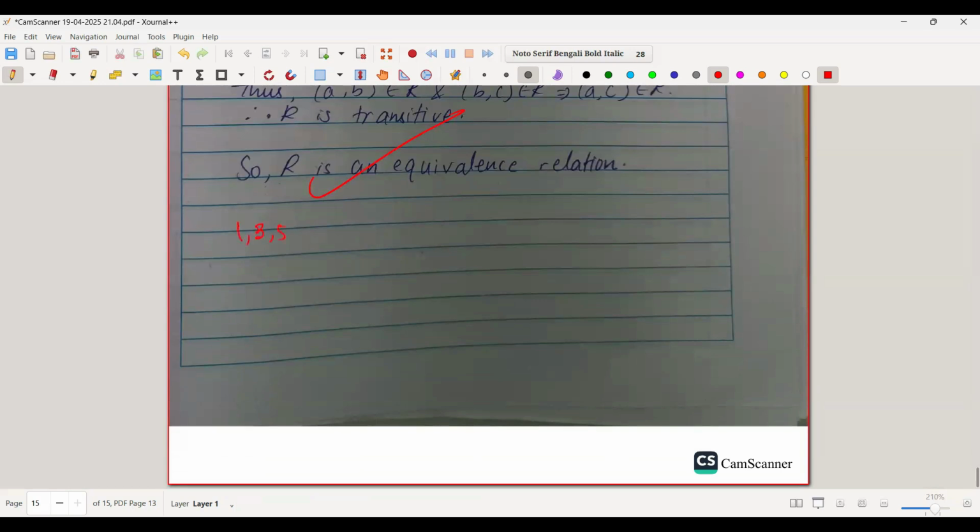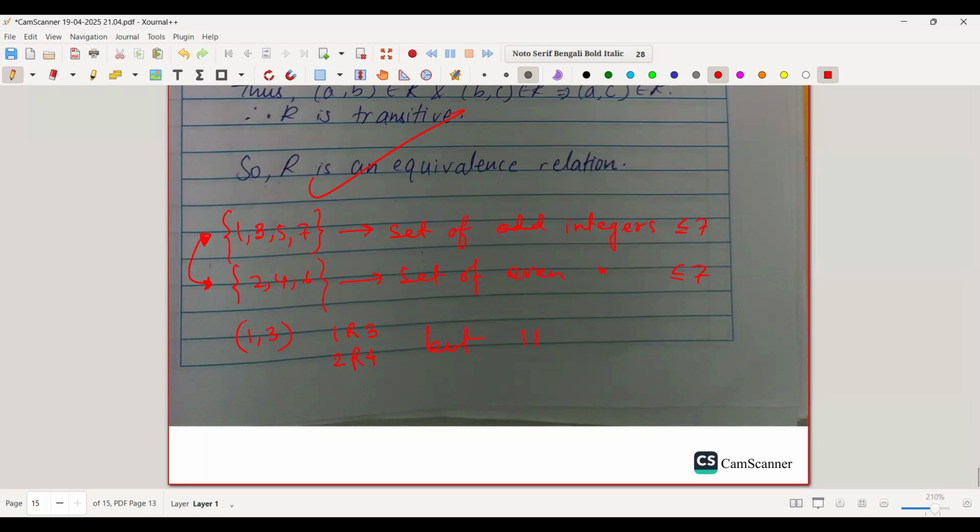Okay. But why 1, 3, 5, 7? These are the set of all odd integers less than or equal to 7. And this is 2, 4, 6, the set of even integers less than or equal to 7. These two are different sets, disjoint sets, because if we take 1, 3, then both are odd. So 1 is related to 3, 2 is related to 4, because 2 and 4 are both even.